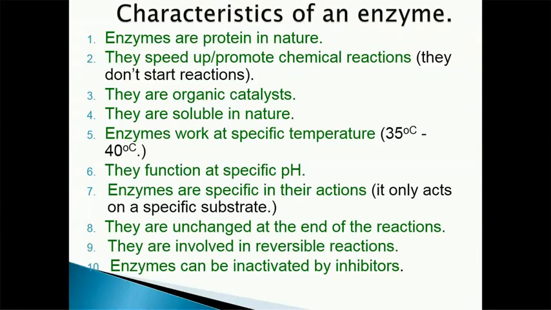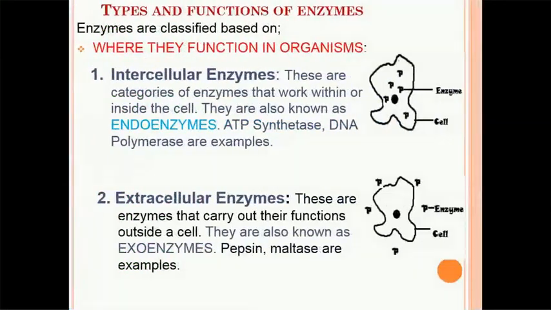7, enzymes are specific in their actions, meaning a specific enzyme for a specific substrate. 8, they are unchanged at the end of the reactions. 9, they are involved in reversible reactions. And number 10, not the least though, enzymes can be inactivated by inhibitors. This means that enzymes can be prevented from functioning properly or functioning at all by the presence of substances called inhibitors. So let's discuss the classes or types of enzymes and their functions.